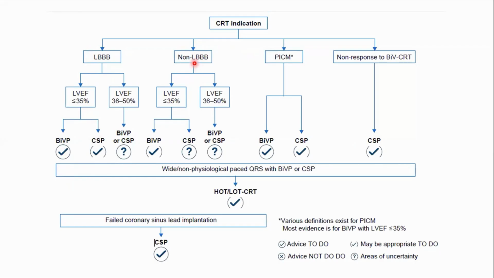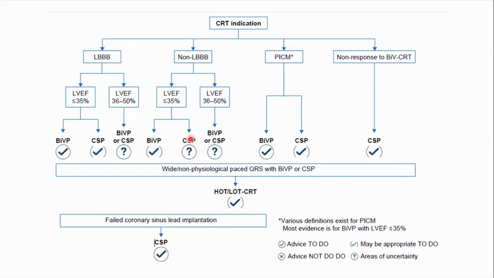If this is a non-left bundle branch block, you go for the ejection fraction. If the ejection fraction is from 36 to 50%, BiV pacing or conduction system pacing is still an area of uncertainty. So we don't have a lot of evidence, but it may be considered according to the HRS guidelines. If the ejection fraction is less than 35% and non-left bundle branch block, BiV pacing may be considered. Conduction system pacing is the area of uncertainty.